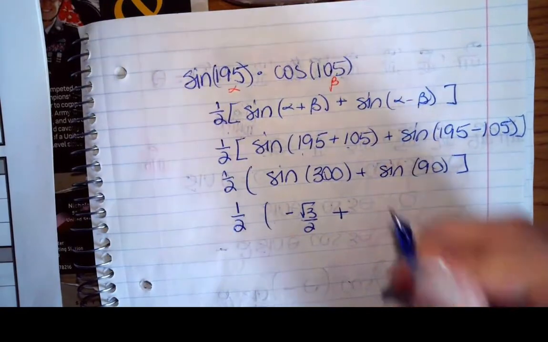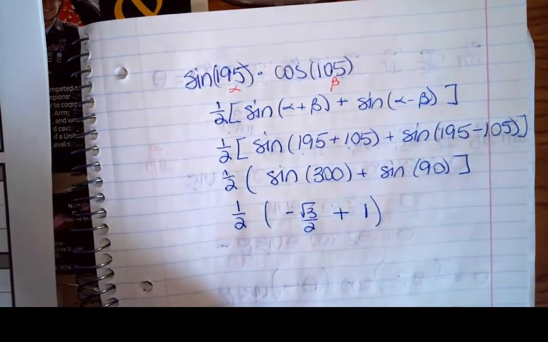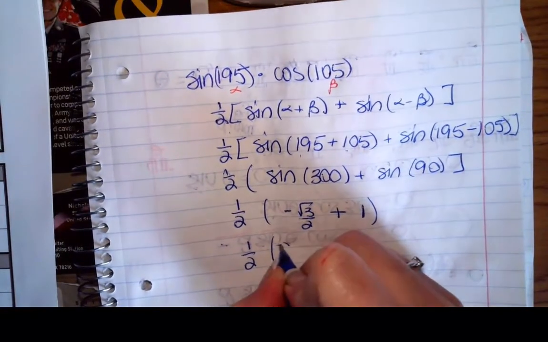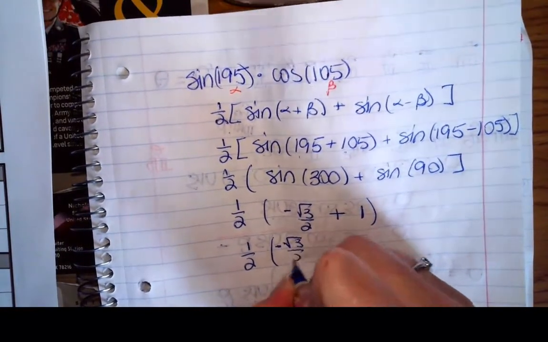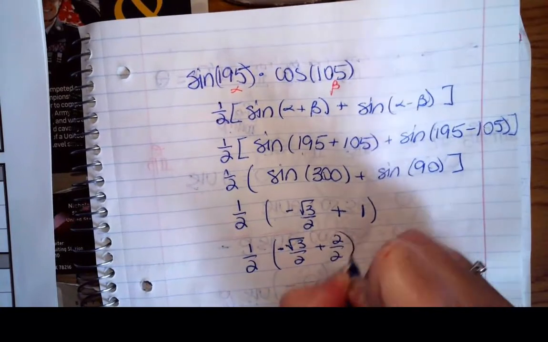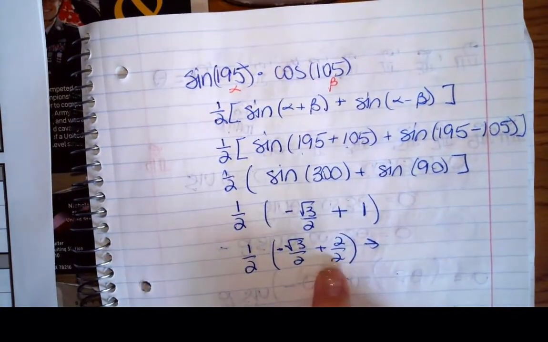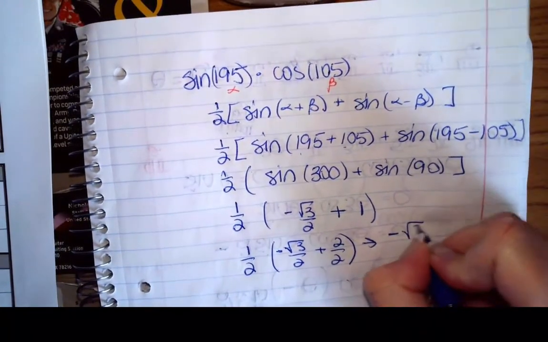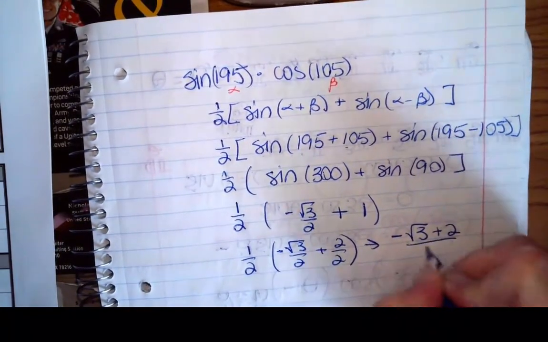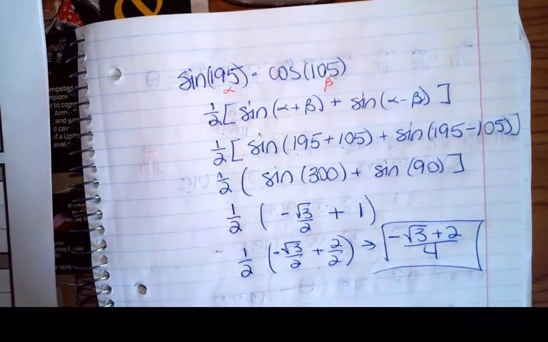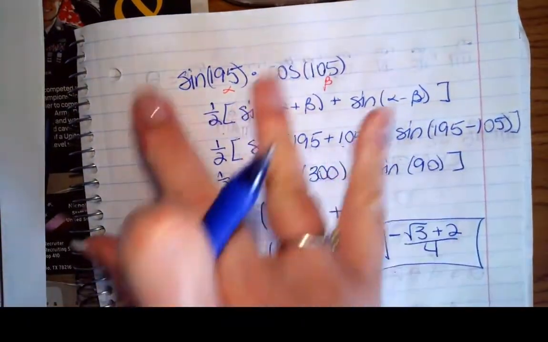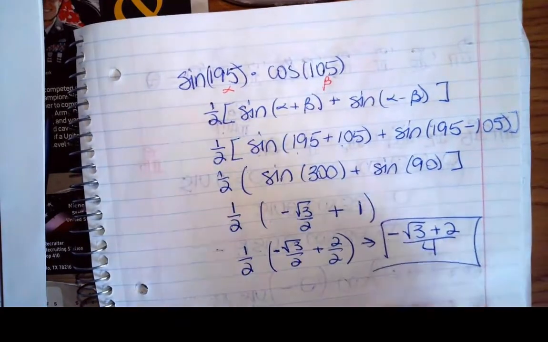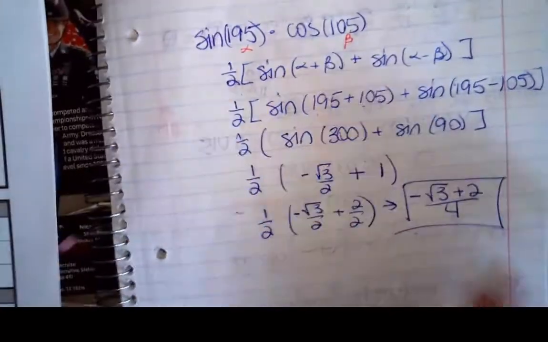plus what's the sine of 90 degrees? That's 1. So I'm going to get a common denominator. So I'll have negative root 3 over 2 plus 2 over 2. And then my common denominator is 2, but I'm going to multiply it by this 1/2. So I'll get negative root 3 plus 2 over 4. So that's actually, when you multiply these two ratios together, that's what you would get. Okay, so let's try another one.